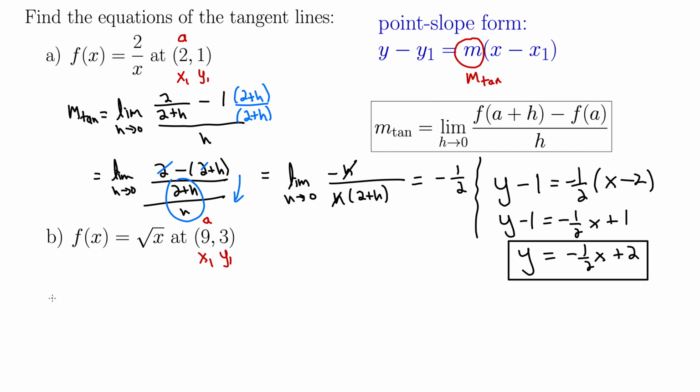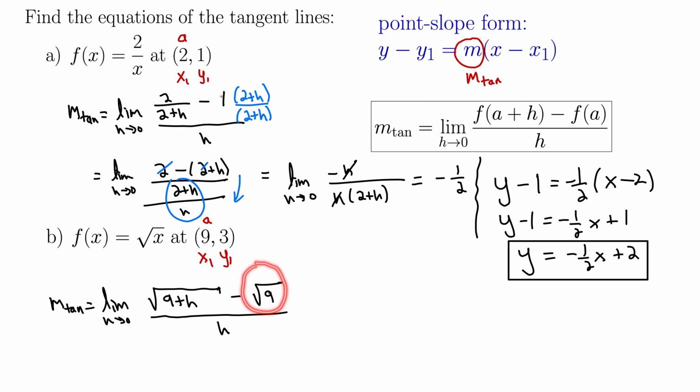Let's do it. We have m tan equals the limit as h goes to 0 of, let's see, f of a plus h. Well, a is 9, so square root of 9 plus h, minus the square root of a, so square root of 9, all over h. Well, square root of 9 is simply 3, so I'm going to replace that square root of 9 with 3, so that gets us somewhere. And now we have a radical along with the plus or minus. That's giving us a hard time.